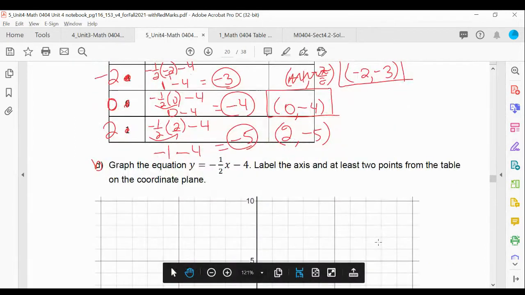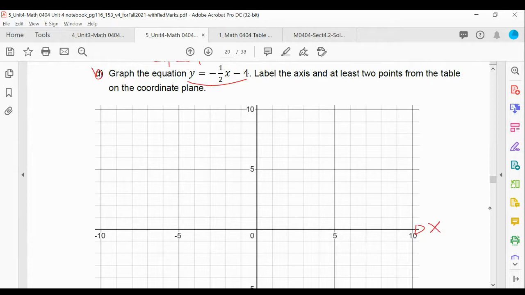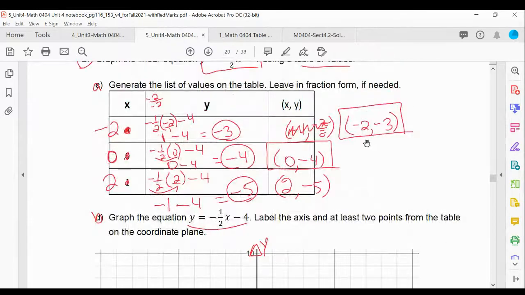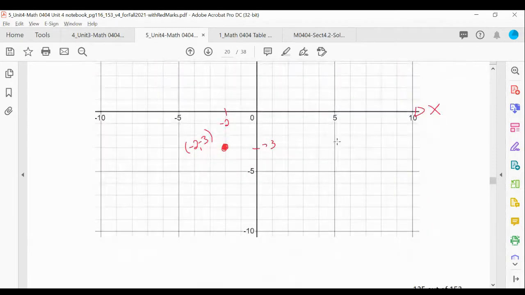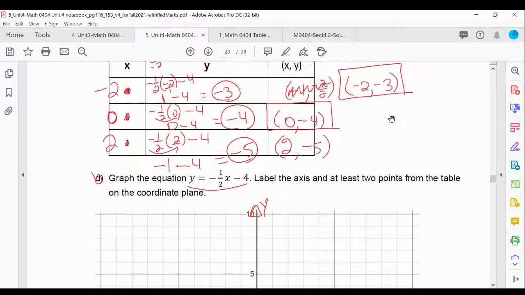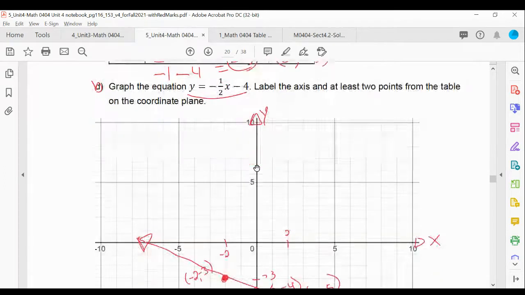So now let's graph those 3 points. It's the same equation. Let's graph it on this axis. So again, label your x-axis, label your y-axis. Let's plot -2, -3. So -2 is here, -3 is here. Let's plot that point and label the coordinates. Then 0, -4. Then 2, -5. And you connect that with a straight line. So there's your beautiful graph of the equation y equals -1/2 x minus 4.